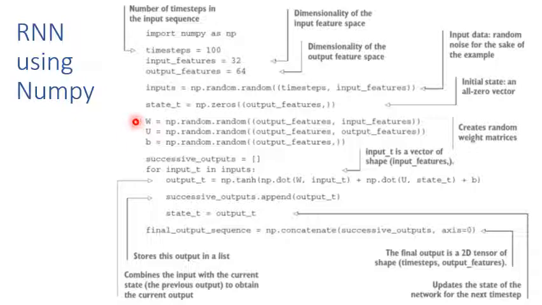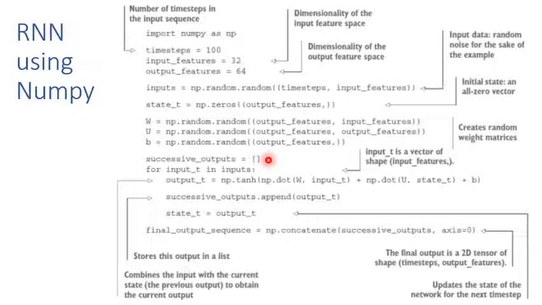We use W for the weight matrix of input features, and U for the weight matrix for the previous output. So the dimension of the weight matrix W is output dimension by input dimension. For the update matrix U, the dimension is output dimension by output dimension. And finally, we have a bias. Then we have a list to set the output.